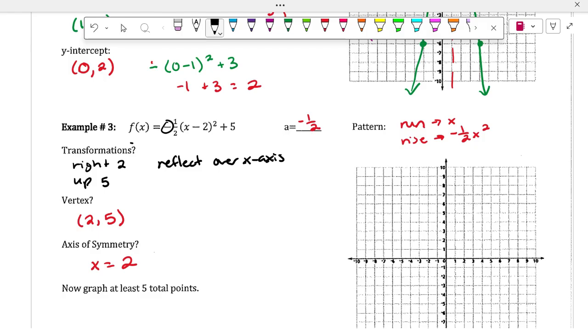Now, there's one more transformation that's going to happen. What do you think it's going to be? A dilation. What do you think the scale factor is? Not a negative half, just a positive half. All right. So it's a dilation by a half, because remember the negative sign, that's what tells us we have a reflection. So I'm going to say it's going to dilate by a half.